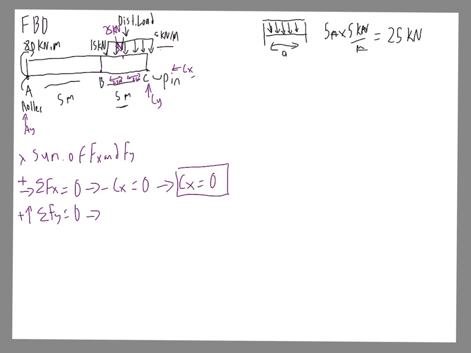We get a little bit more here. So we've got our AY, which is in the positive direction, minus 15 kilonewtons, taken downward, minus the 25 kilonewtons from the distributed load, plus CY equals 0. Again, we have two variables. How will we solve for it? Like I said, quite simple. Let's take a moment. A moment about A.